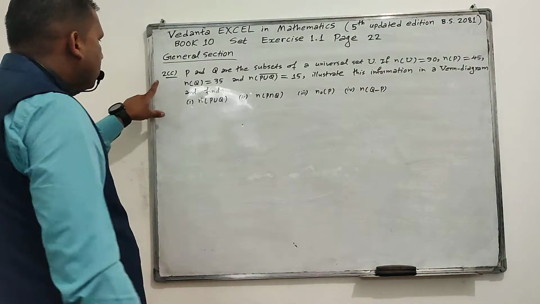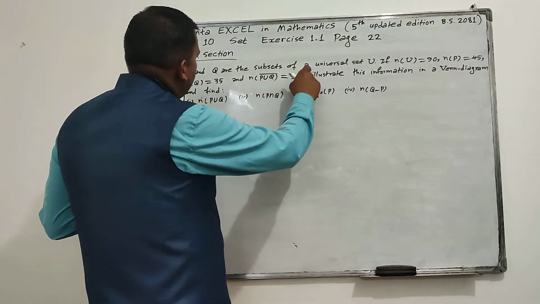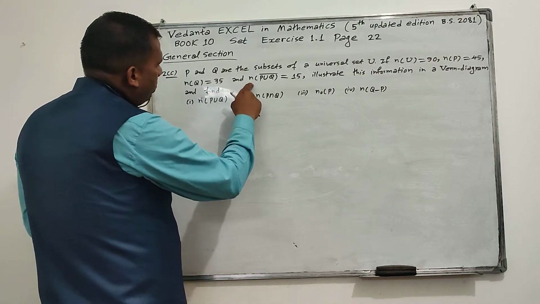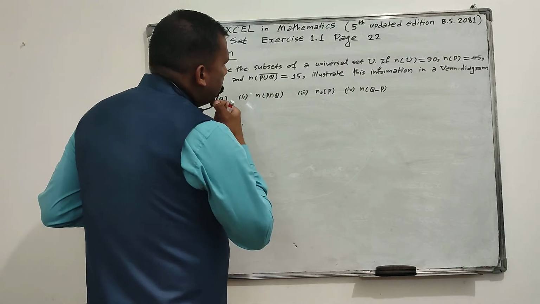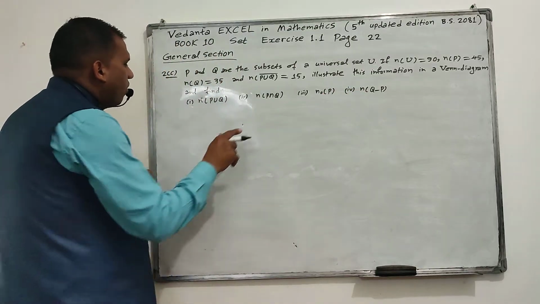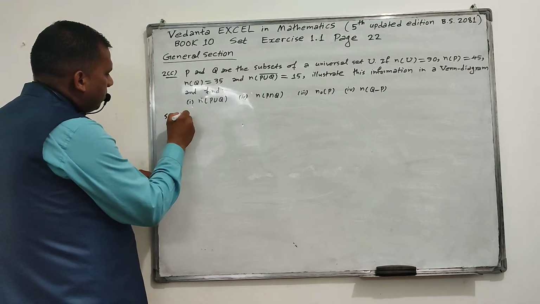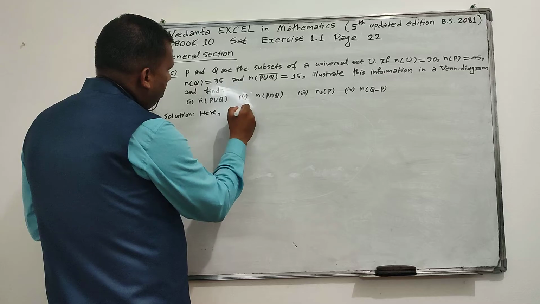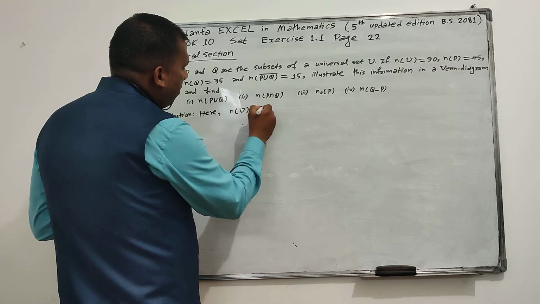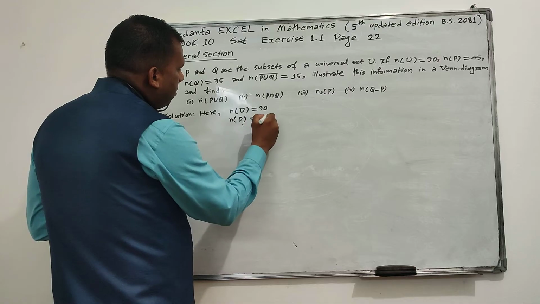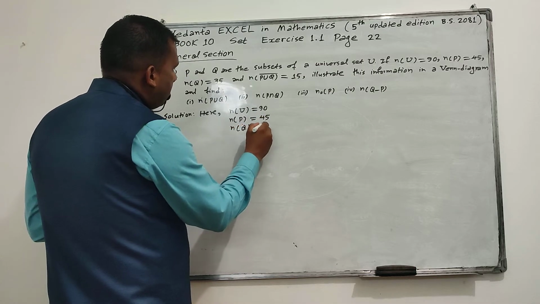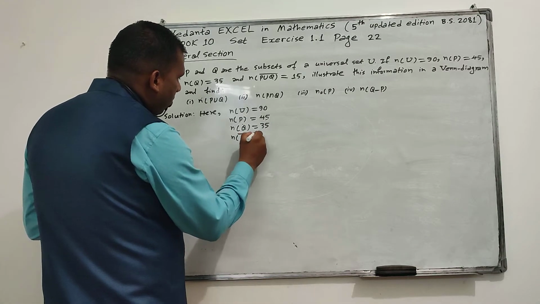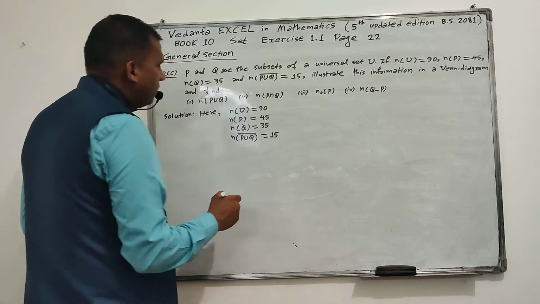Now, next question, number 2C. P and Q are the subsets of a universal set U. If number of U is 90, number of P 45, number of Q 35, and number of P union Q whole complement 15. Illustrate this information in a Venn diagram and find the following. Now its solution. Here, number of U is 90, number of P is 45, number of Q is 35, number of P union Q whole complement is 15.